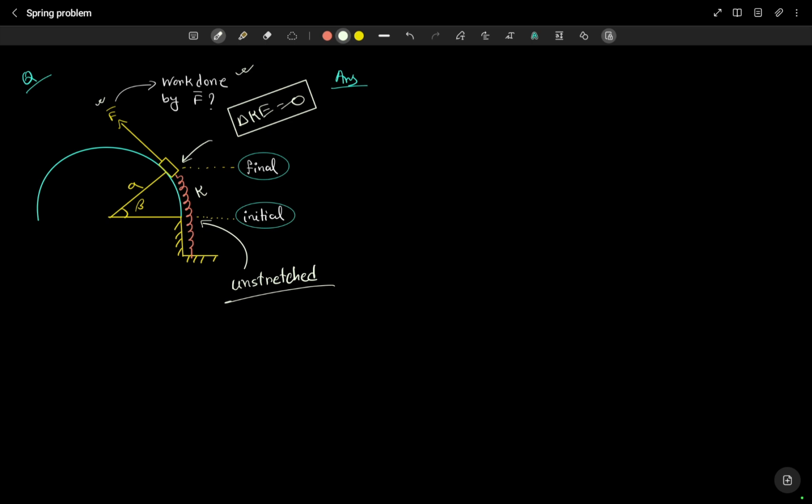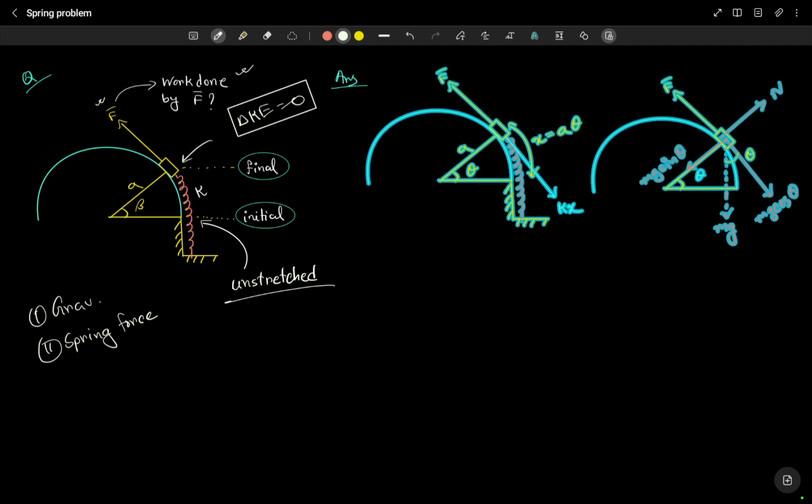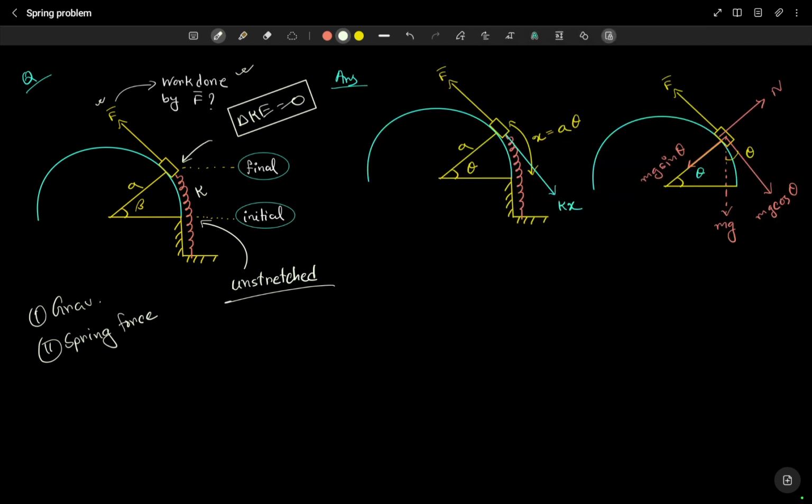There are two kinds of forces here. One, gravitational, and the second one is spring force. So I will try to draw two diagrams like this, and each of them separates two types of forces, right? This one is for spring force and this one is for gravitational force.